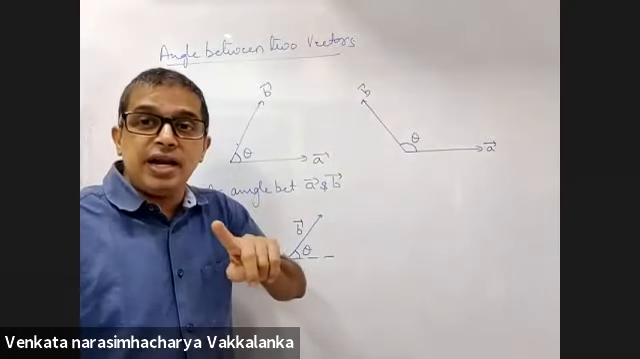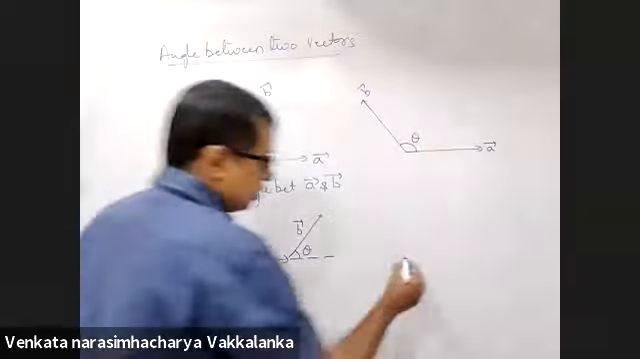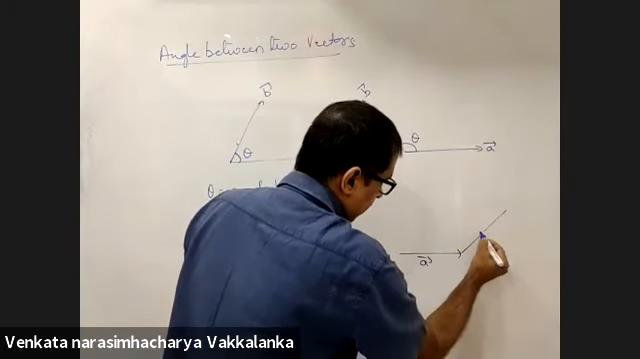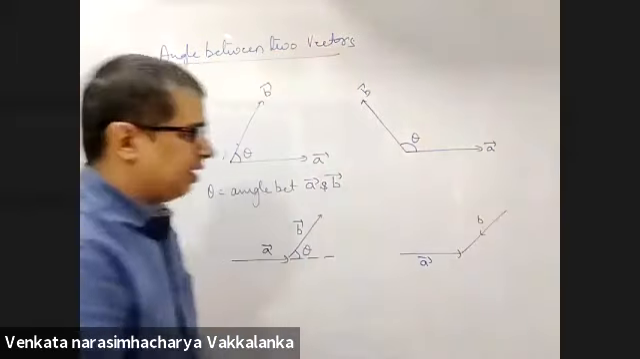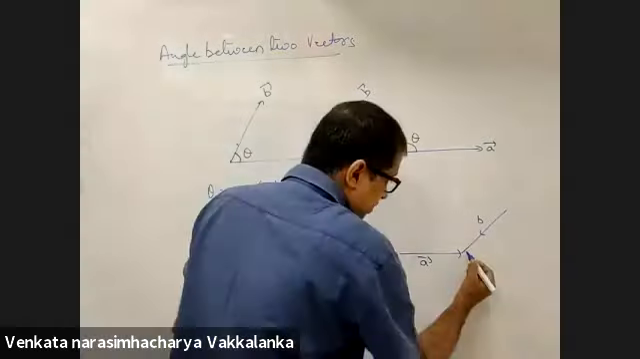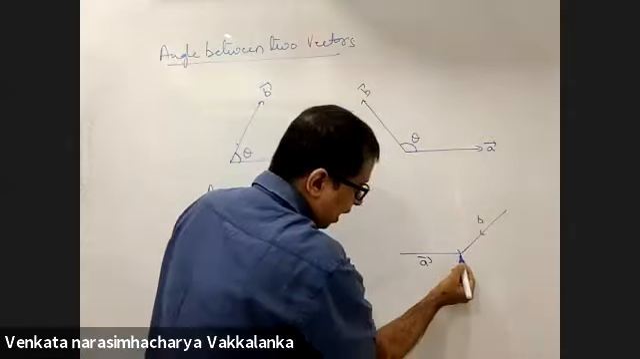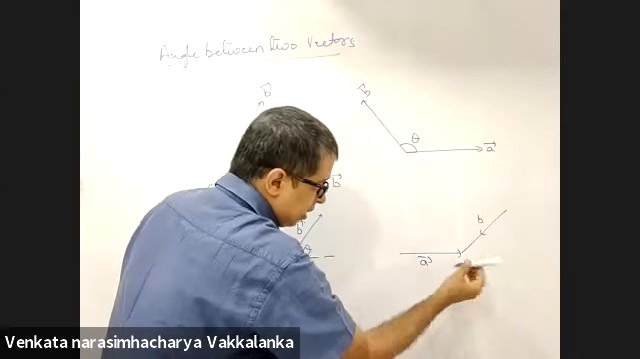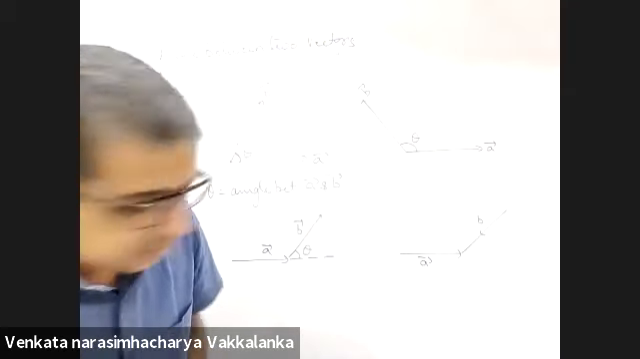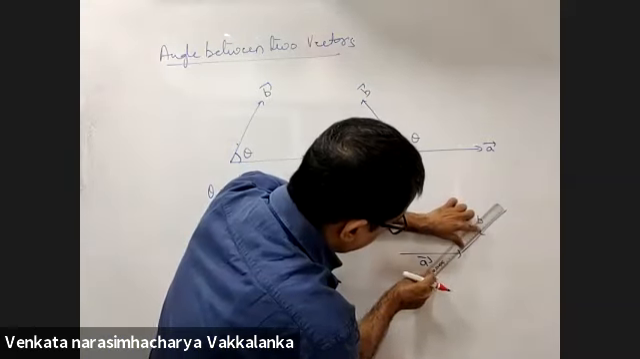A line will not have a direction. Vector will have direction. For instance, have a look at this A and this B. Now see the directions carefully. Now B, I will translate the vector B.